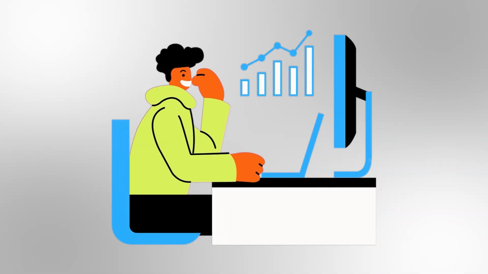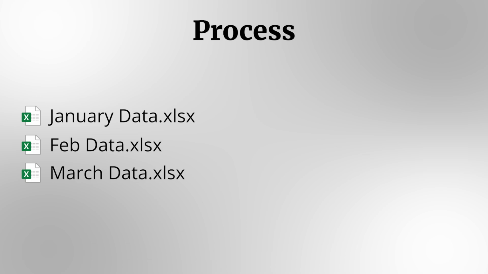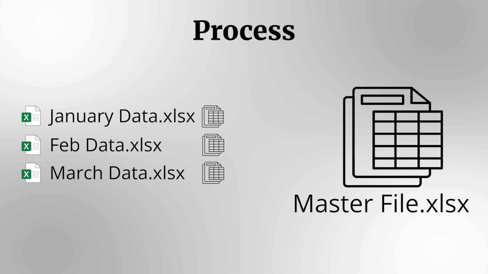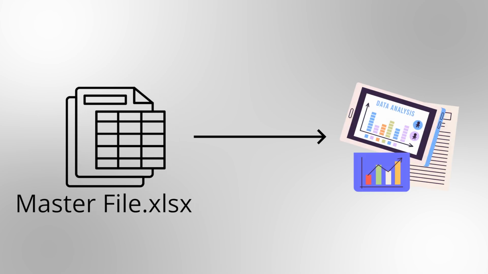This could be done by you or probably your team member. The process looks something like this. Download the file, open the file, Control-C on the data, and then paste it into the master file, which contains all the data of the previous months as well. Once you have the consolidated data, you then start doing some analysis, probably writing some VLOOKUPs, pivot tables, whatever that might be, building some charts.